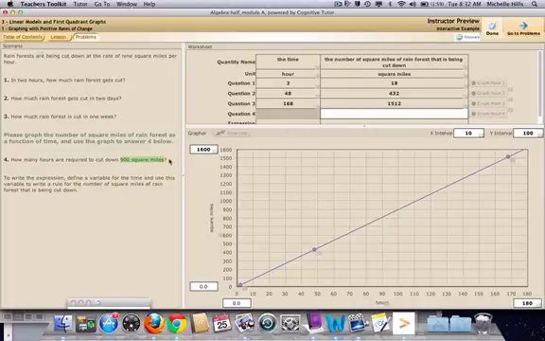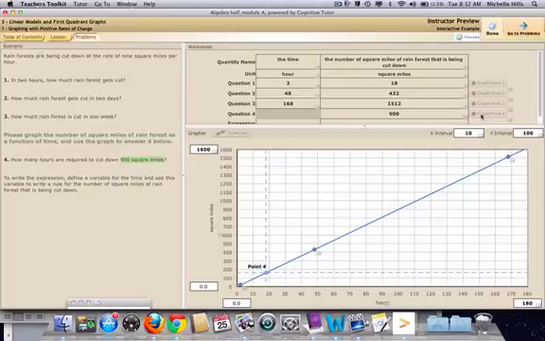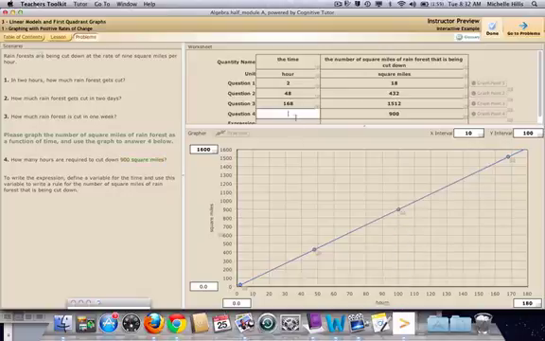Now, it wants 900 square miles, and it wants me to graph the point for that. So 900 square miles is here. I'm going to go over to my line and plot my point. And as I do that, I'm going to look down where that dashed line goes down to the x-axis, and it's at 100. So my answer here is 100.